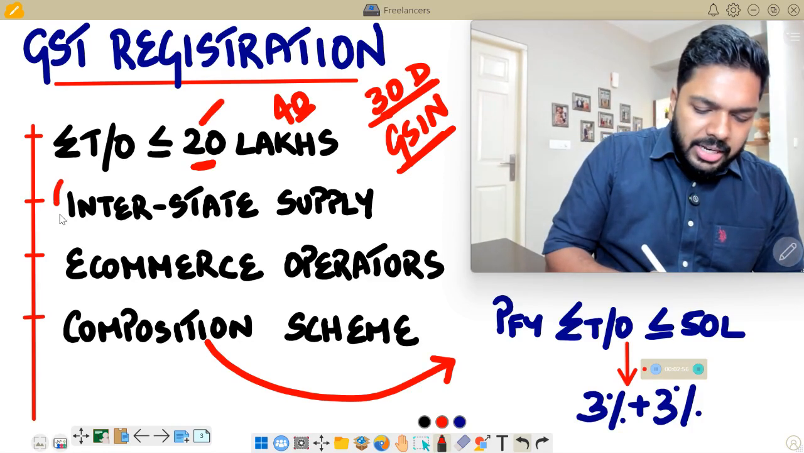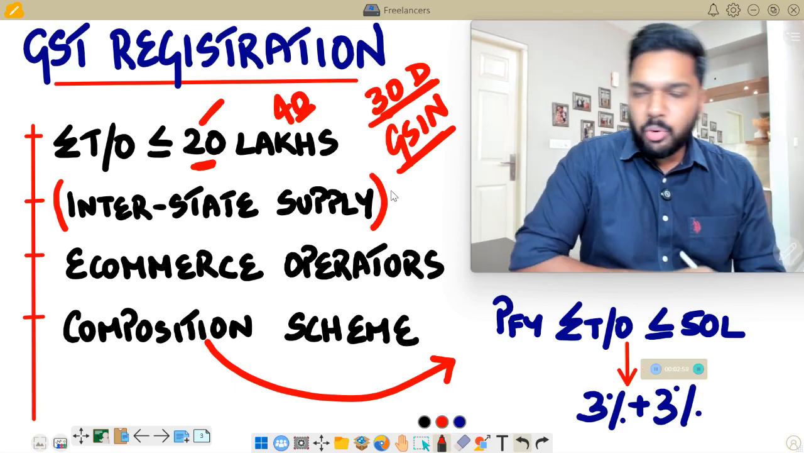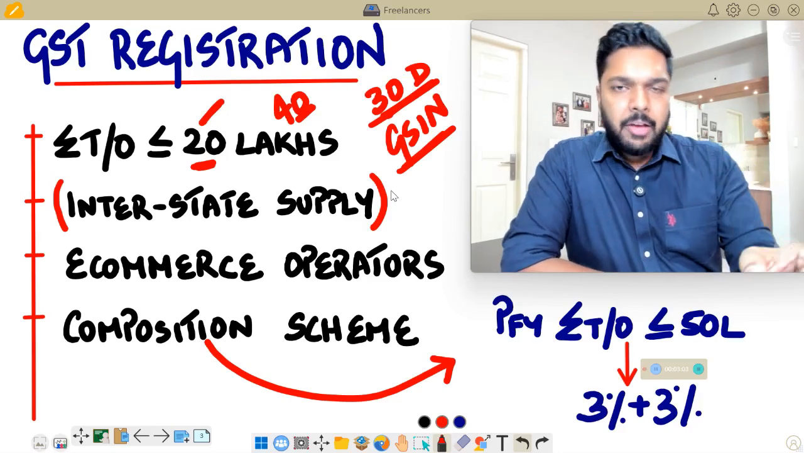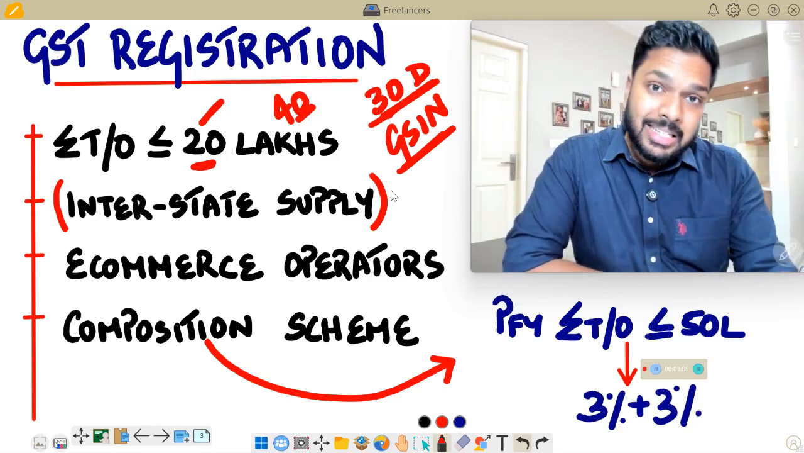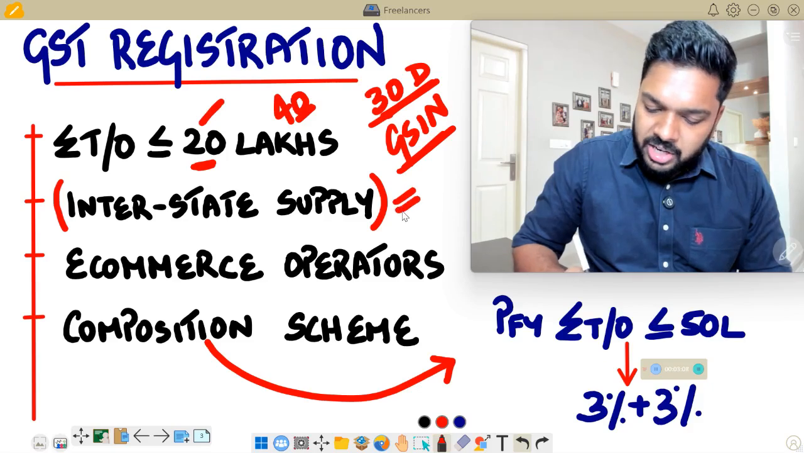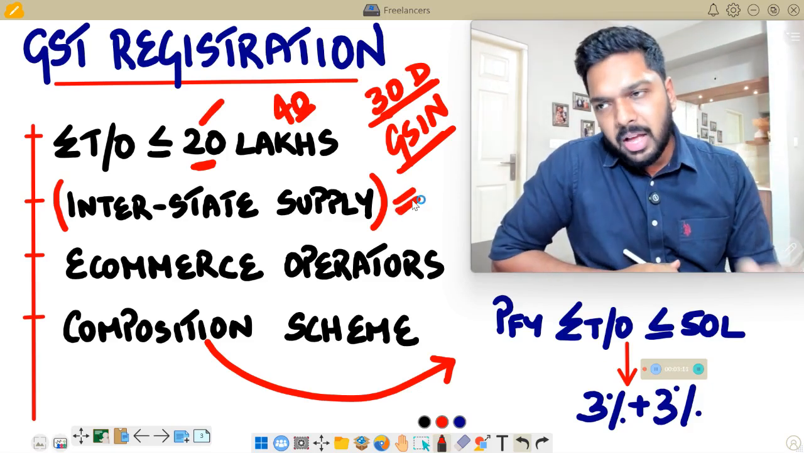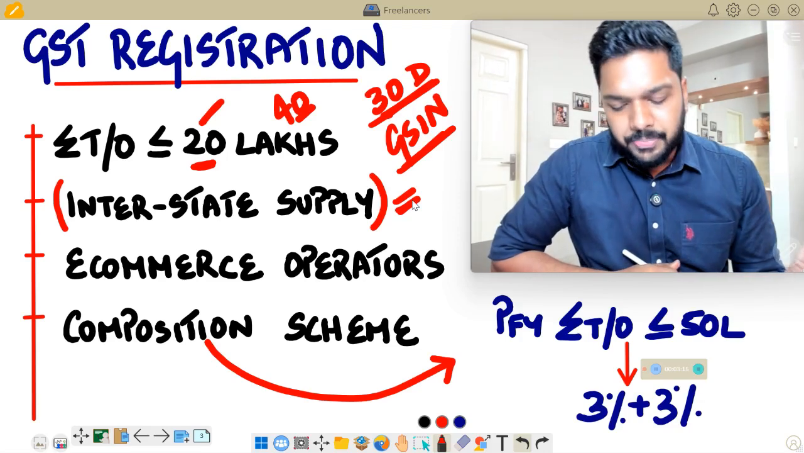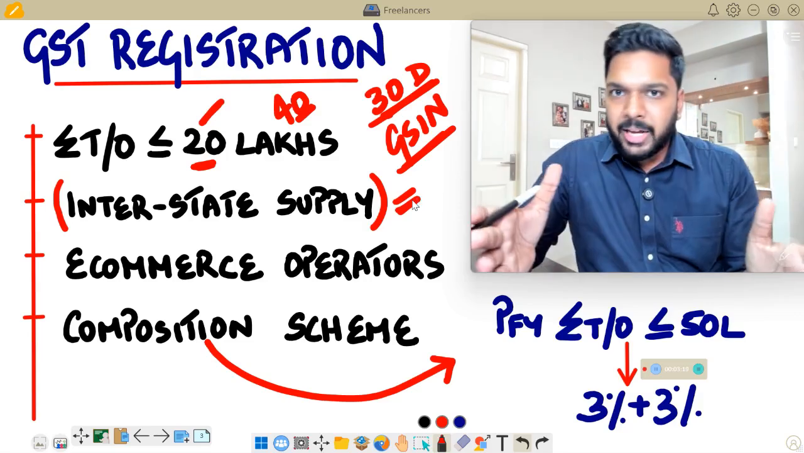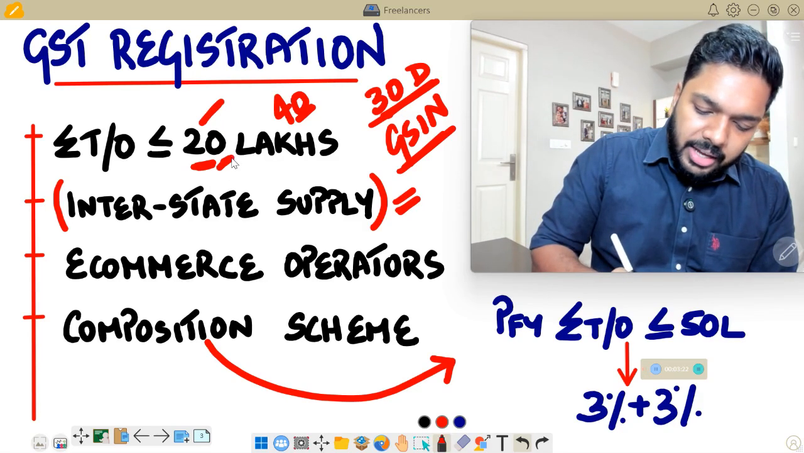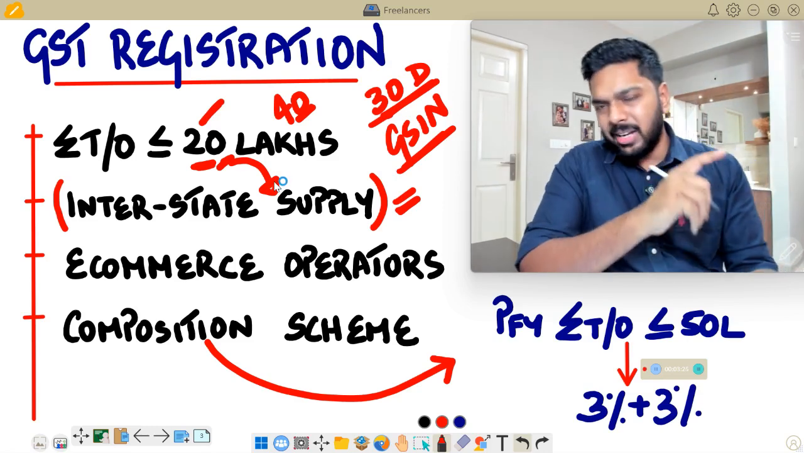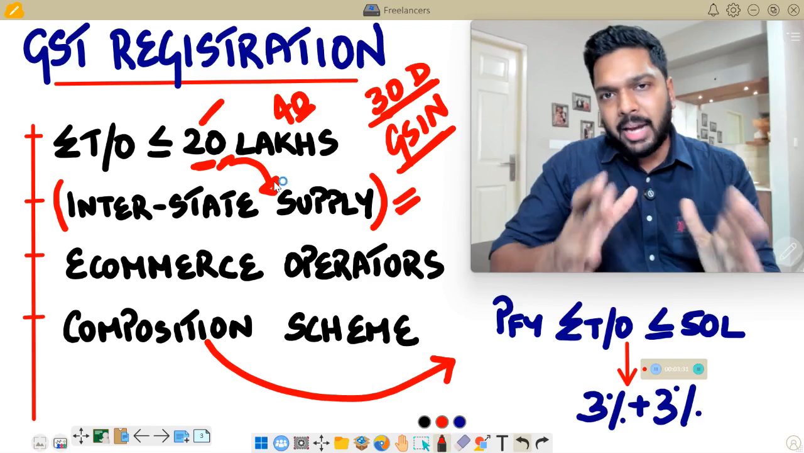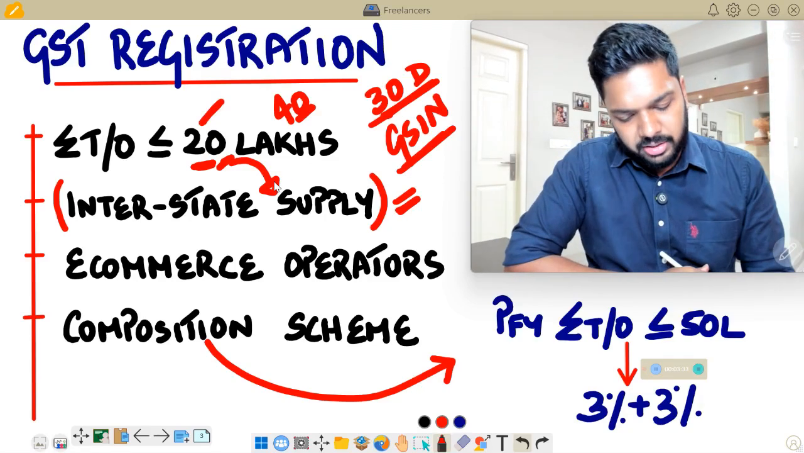Now, what if you are involved in interstate supplies? Had you been providing goods, even though your turnover threshold is not exceeding 40 lakhs, if you are involved in supply of goods interstate, then you mandatorily need a GST registration, even if your turnover limit is below 40 lakhs. But this does not apply for services. In this present case, if you're a freelancer providing online services, then even though you're involved in interstate supply, you still have to go by the turnover threshold of 20 lakhs. So if you're below the 20 lakhs turnover threshold, whether you're involved in intrastate or interstate supply, still look at the turnover threshold level. Only if it crosses, get a GST number within 30 days, register within 30 days.